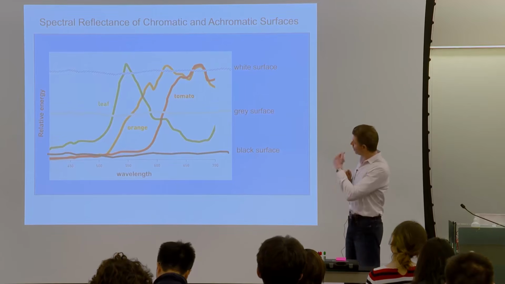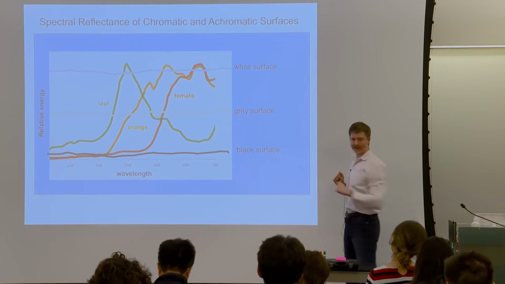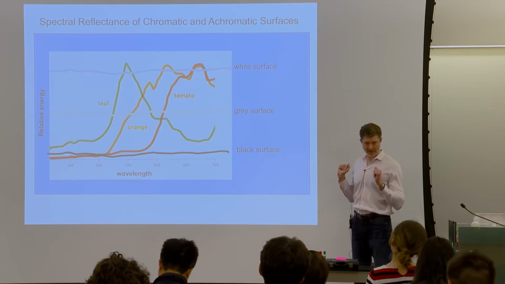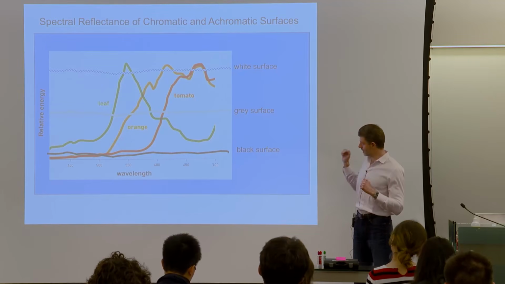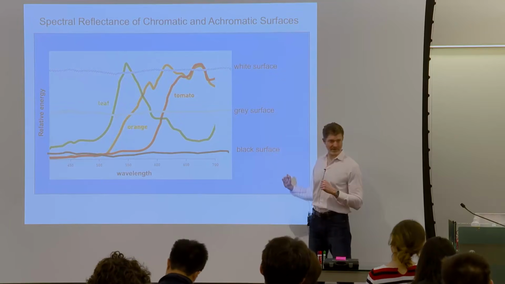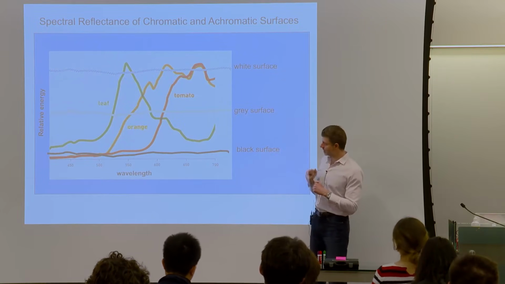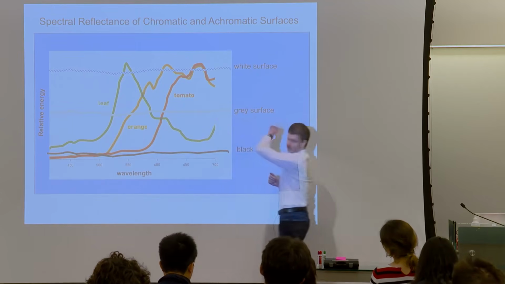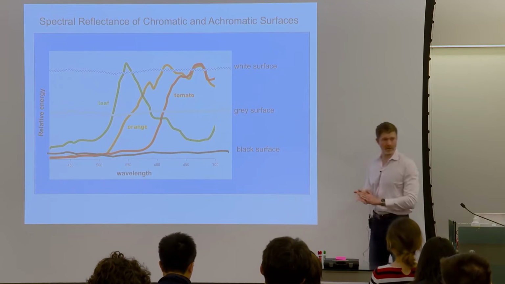For the things that don't look colored, the white and the gray and the black surface, they differ. That's what we would be studying in the world of lightness perception. So no color there, but they differ in how much light they reflect. The black surface doesn't reflect much light. The gray surface reflects intermediate levels of light, again, across all wavelengths. And the white surface reflects a lot of light across all wavelengths.